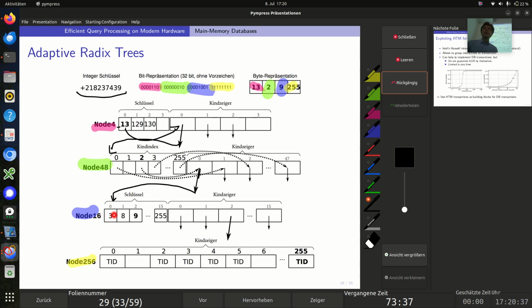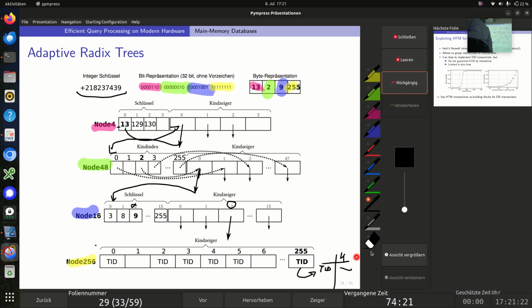Where's the 9? 9, so we have a node 16. So we have to find the key. Here's the key. It's at position 2. So we correspond to position 2 here at the child pointers. And here the child pointer points to the last level, 255. It's a node 256. So implicitly the key is the position. And this points to our tuple in the database system. So this is the tuple identifier for any kind of data in the database system. Yeah, so that's kind of a nice index structure.